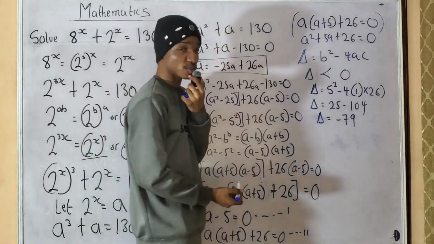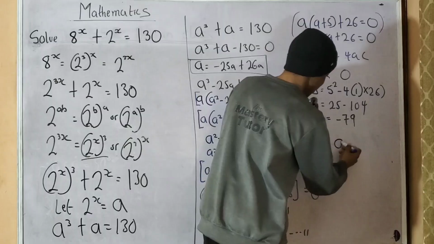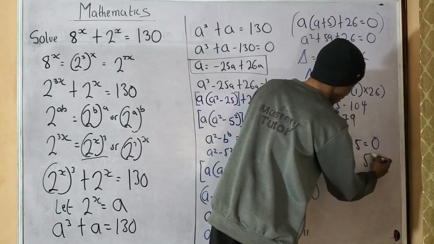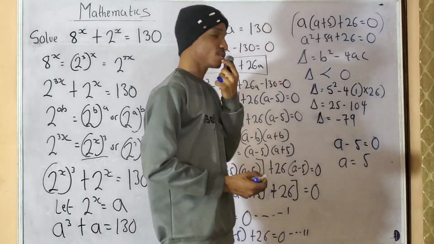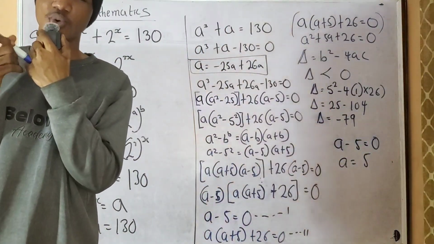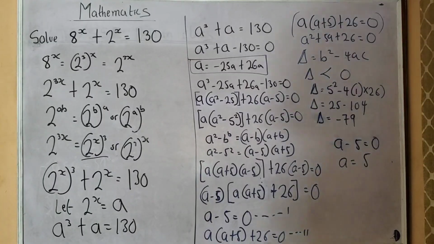and then we focus on a minus 5 equals to 0. From this, a minus 5 equals to 0. A will be equals to 5. Now, don't forget our goals. Our goals is to find the value of x and not the value of a. So, I'm going to recall, listen.